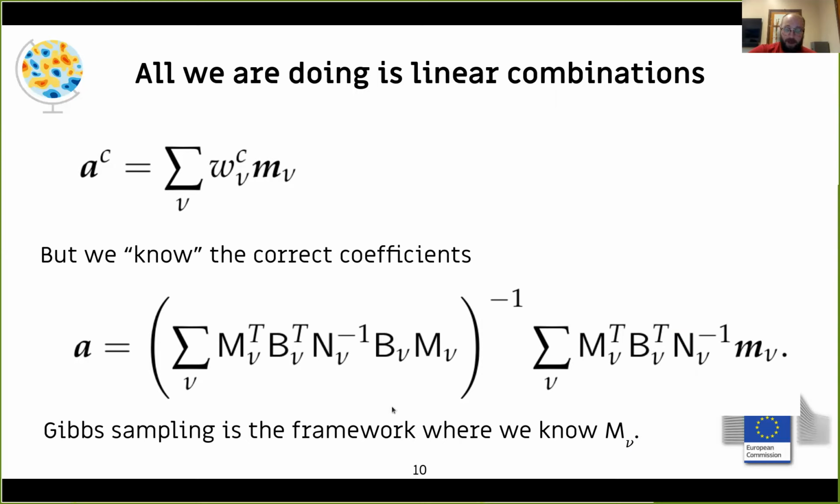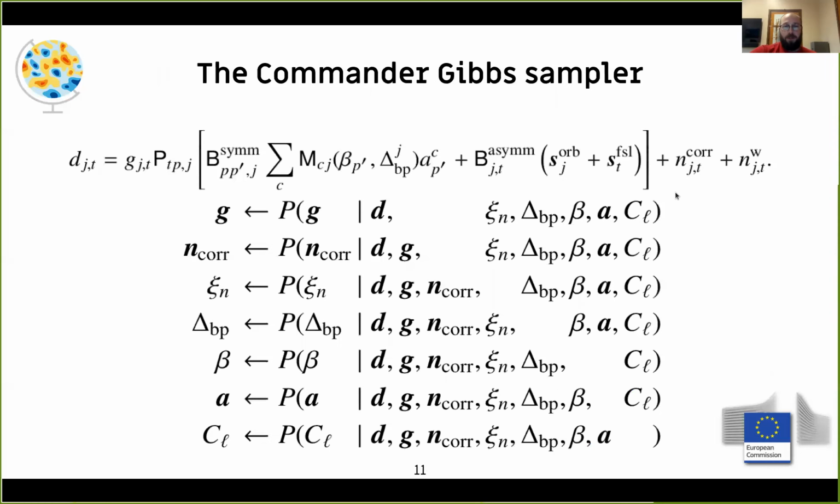Although mathematically it's quite easy to write down the inverse of this matrix, a lot of the work is going into actually solving this equation. Once we write it down, this part of the equation, the term in the parentheses, we then solve for A. As a reminder, this is the Commander3 Gibbs sampler in all its glory. The amplitude sampling is just one small step in this entire framework. And again, we're holding everything else constant, so it actually simplifies things quite a bit.